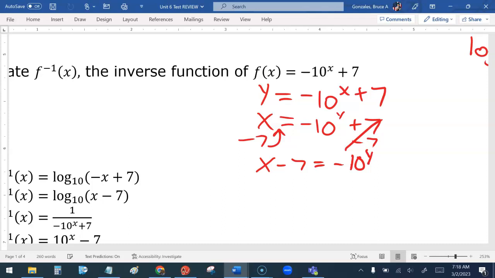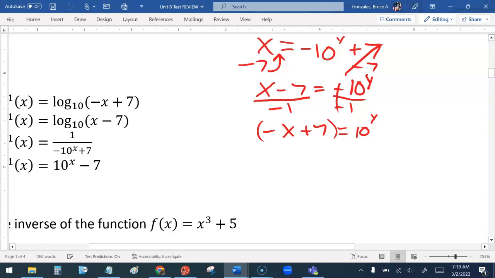All right, our next step, before we can turn this into a log, we got to get rid of this negative sign. So we're going to divide by negative 1 on both sides. That's going to change the sign of every term. Okay, so we get negative x plus 7. You see how this positive became negative? This negative became positive. Okay, that equals 10 to the y.